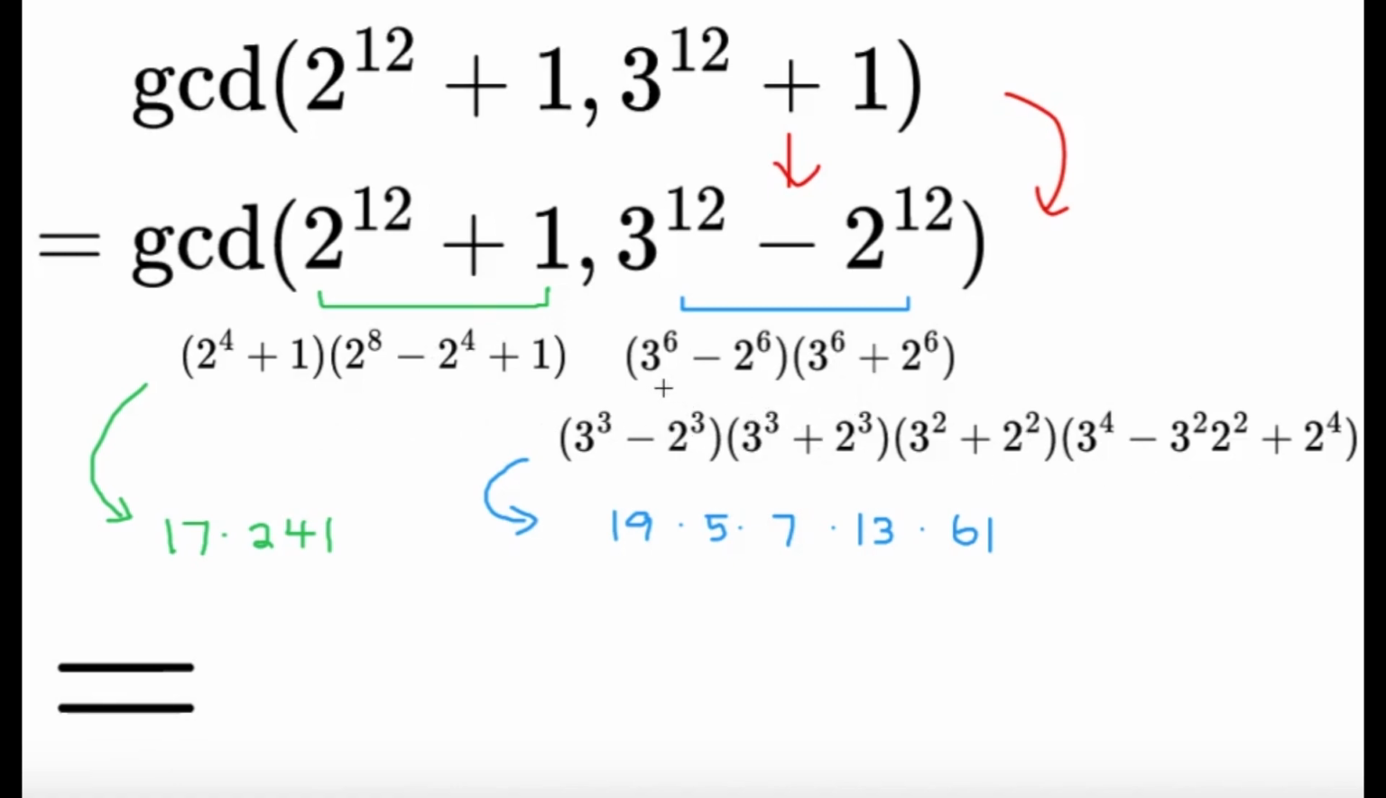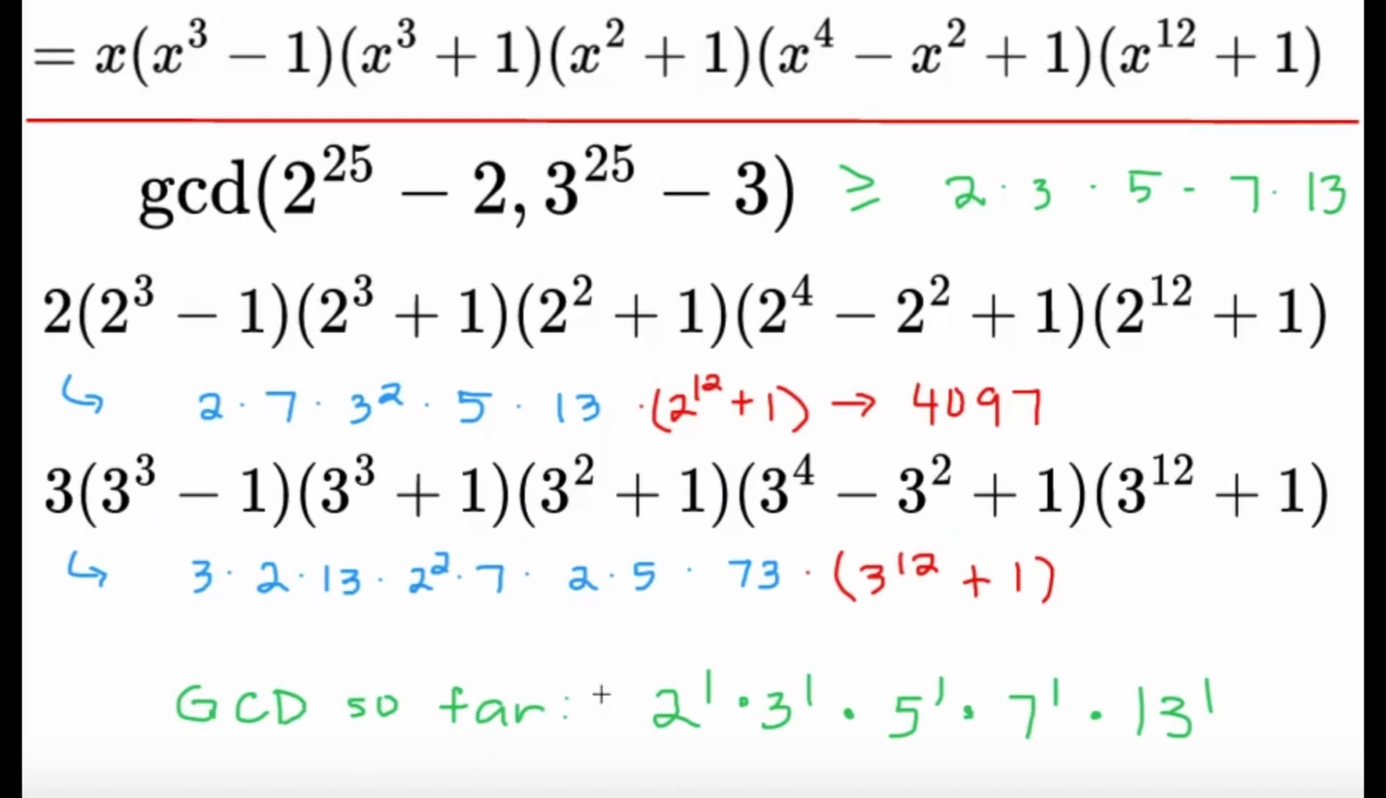So initially we can factor into this, and then we can just keep factoring to these 4 terms. And I also did the simplification of the factors. Now, they're all prime numbers. You can verify that. 17 is prime, 241 is prime, 19 is prime, 5 is prime, 7 is prime, 13 is prime, 61 is prime. And we can already tell no two prime numbers are the same here. So the GCD of this and this is actually just 1.